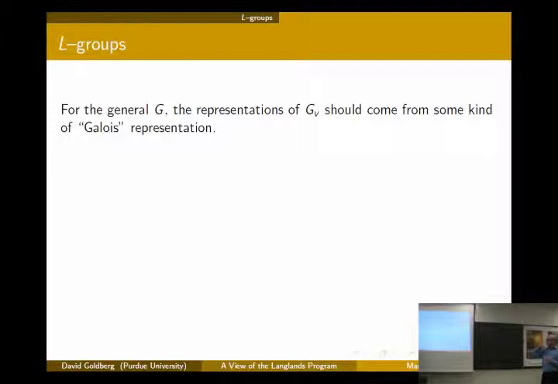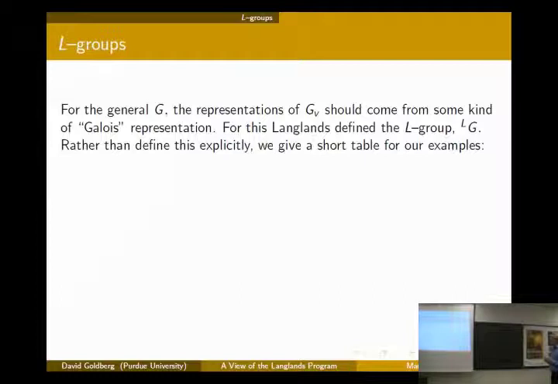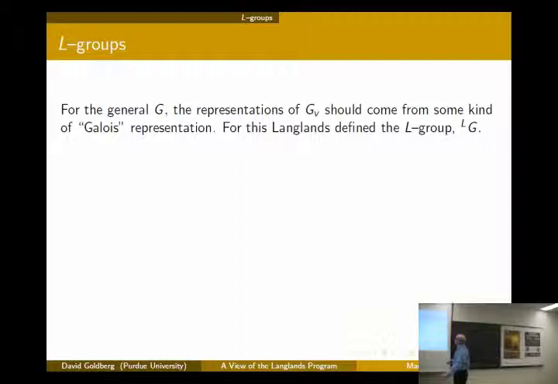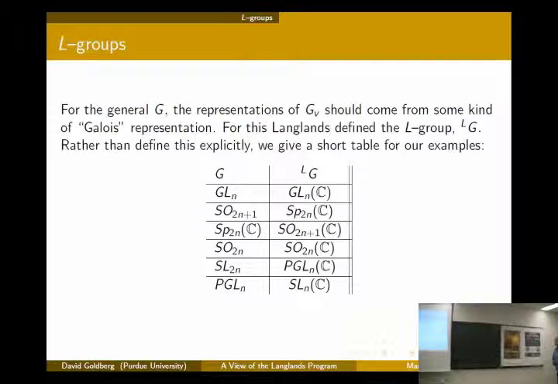So for more general G, representations should come from some kind of Galois representations, and how would these be distinguished from the ones we just looked at for GL_n? For this, Langlands realized you needed to formulate something called the L group, which is sort of just the dual object of this one. So it's pretty clear it shouldn't be a C here. There should be a dual object to your group.